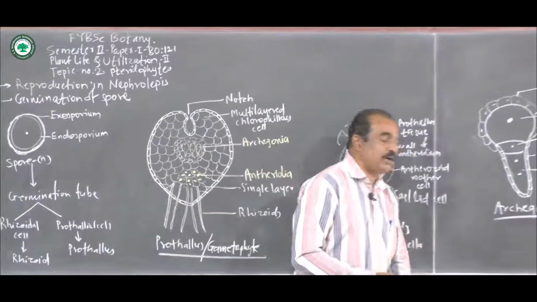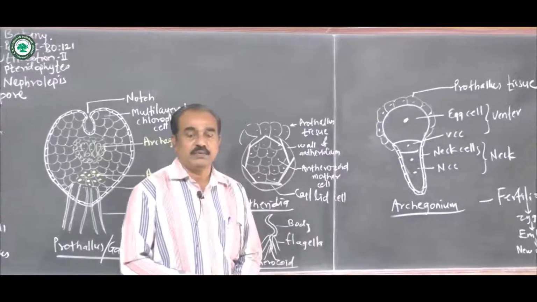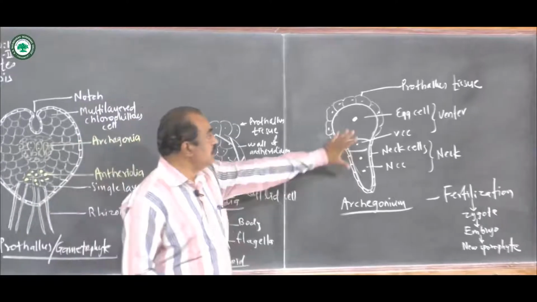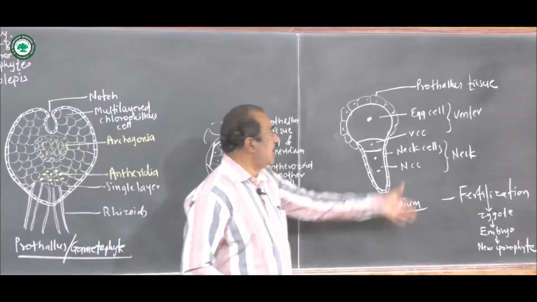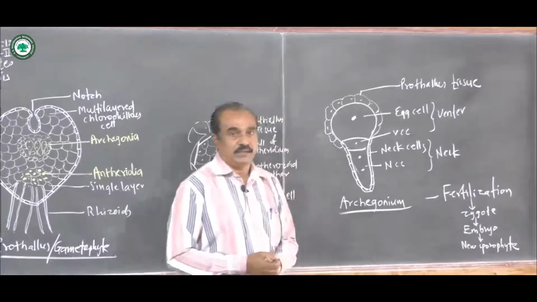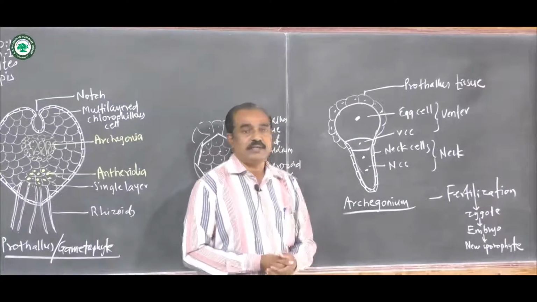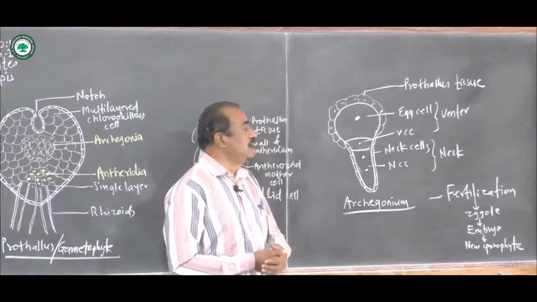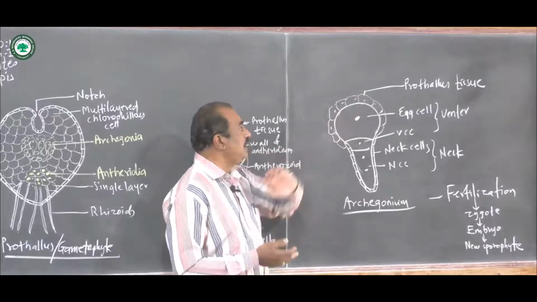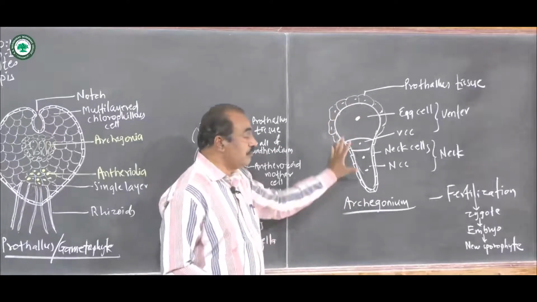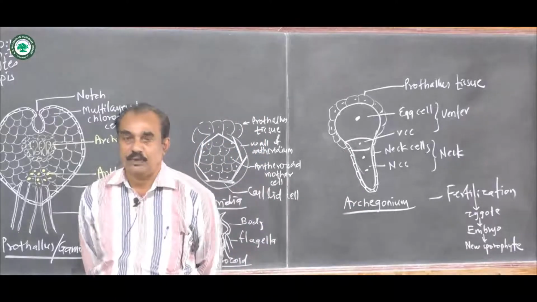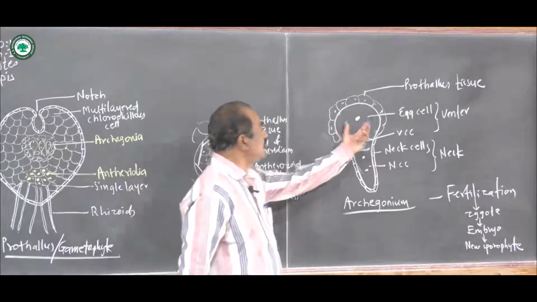Now the female reproductive structure is called the archegonium. Here in Nephrolepis, it is inverted. That means it is divided into 2 parts: the upper part, which is called the venter here, and the lower part, which is called the neck. In the neck there is the neck canal cell, and in the venter there is the ventral canal cell, and above this there is a very large bulbous egg cell. This female reproductive structure is also embedded in the thallus tissue of the gametophyte. So here there is the egg.